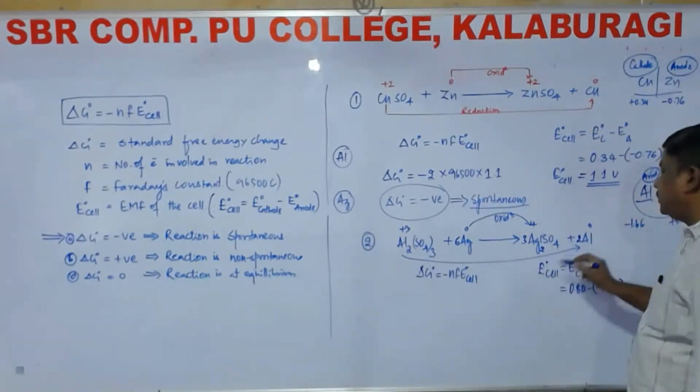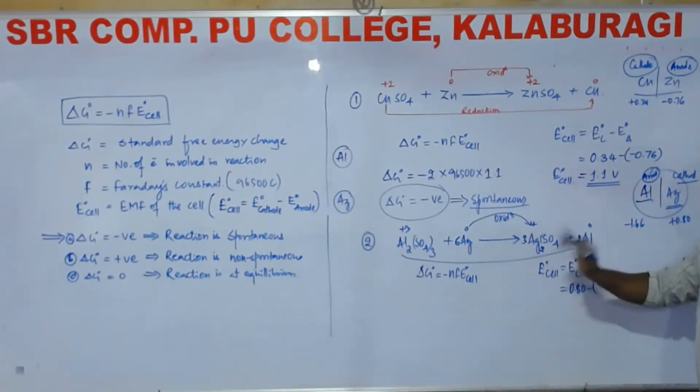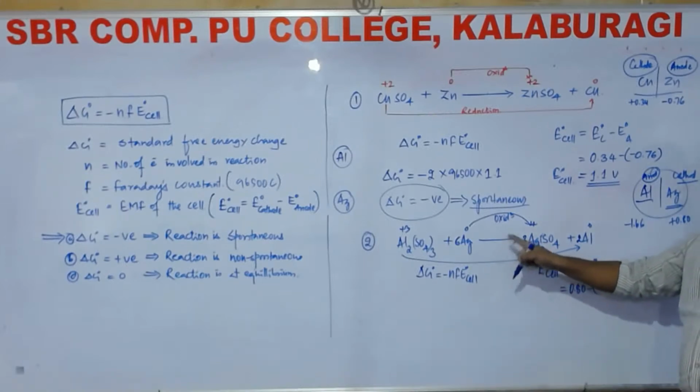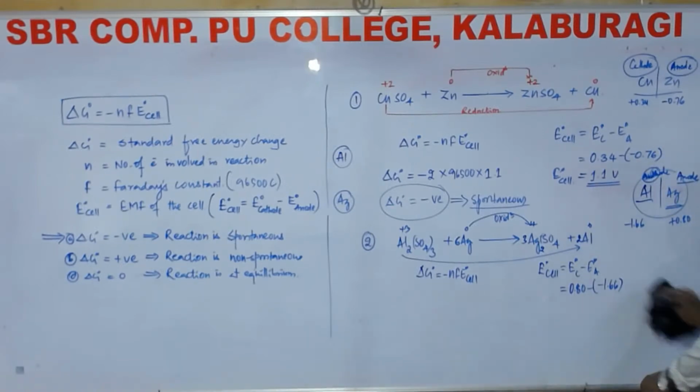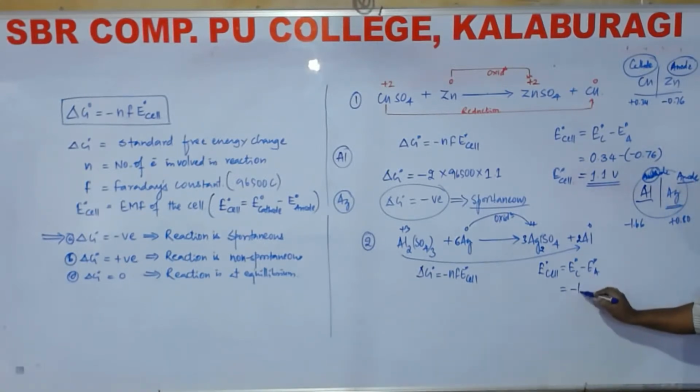Aluminium undergoes what process here? Reduction. Usually silver undergoes the process of reduction and aluminium undergoes oxidation. But according to this reaction, if you proceed, Ag undergoes oxidation, which means this one should be present at anode and this one should be present at cathode. Now this value becomes what? Cathode is going to be how much? It is minus 1.66 minus plus 0.80 volt.